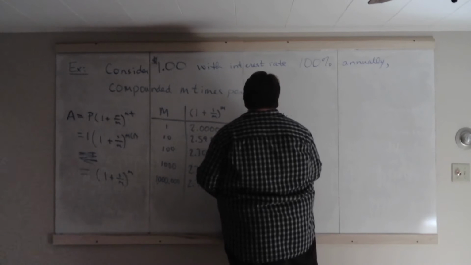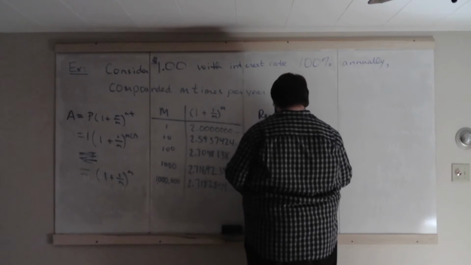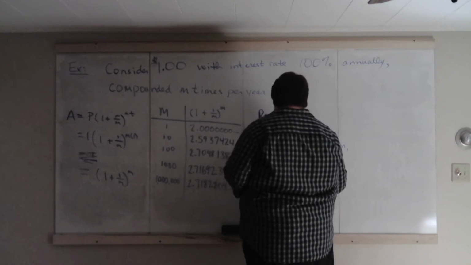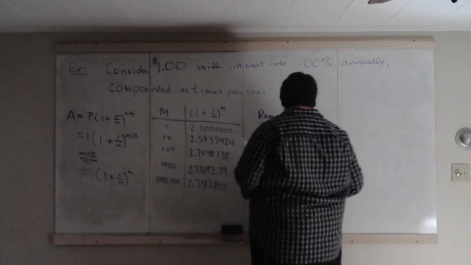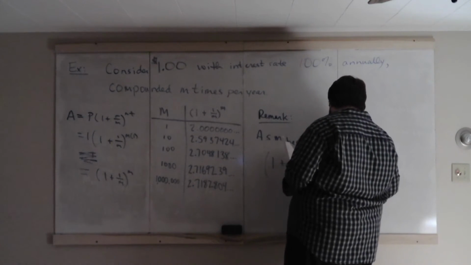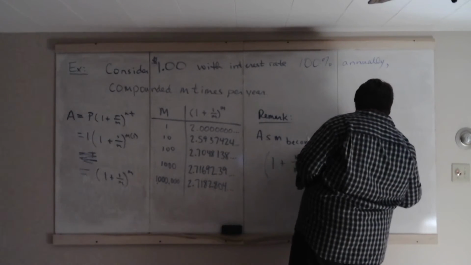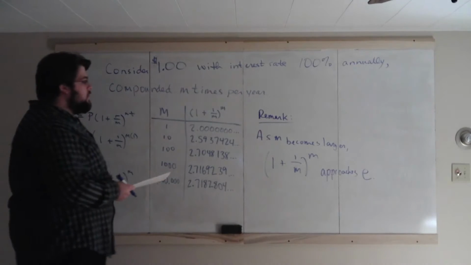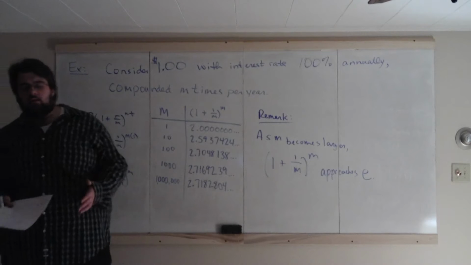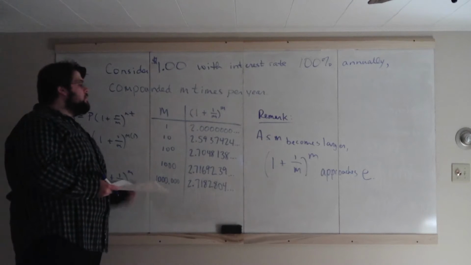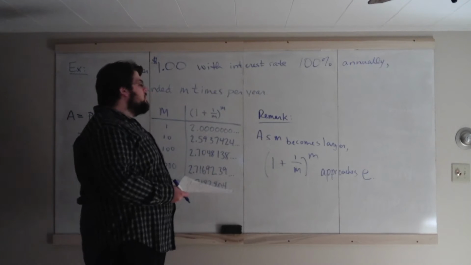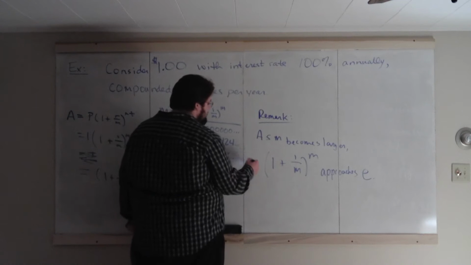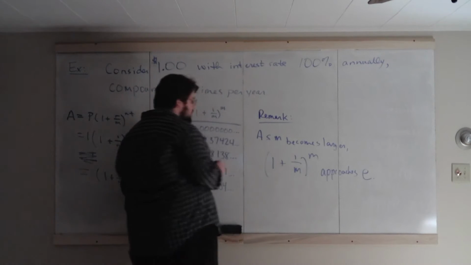Remark: as m becomes larger, 1 plus 1 over m to the m approaches the number e. E, lowercase e. You may be familiar with it as the base for a natural logarithm. It shows up here. Now, if you have seen calculus before, this would be written as limit as m goes to infinity of 1 plus 1 over m to the m equals e.